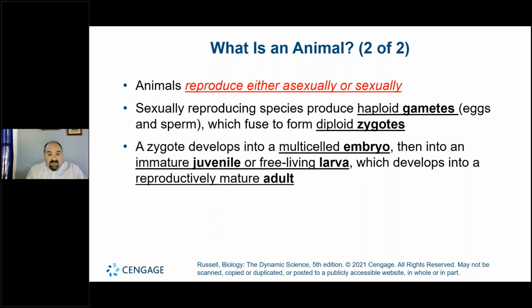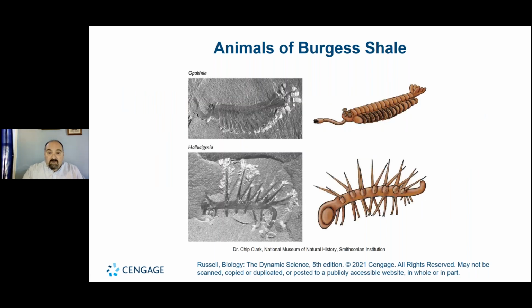Once they come together at fertilization, they form this diploid zygote, a complete cell with a full complement of 2 pairs of the chromosomes that are needed for the organism. The zygote develops into a multicellular embryo. This embryo then becomes an immature juvenile or a larva, which develops into a reproductively mature adult. Simple enough.